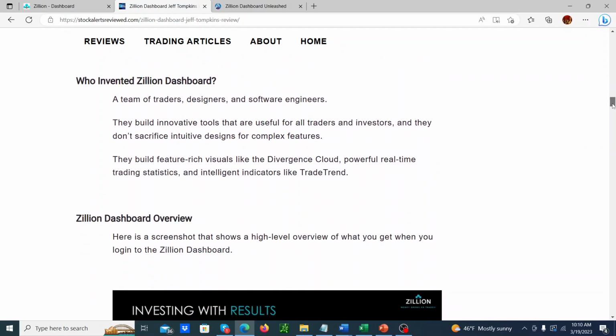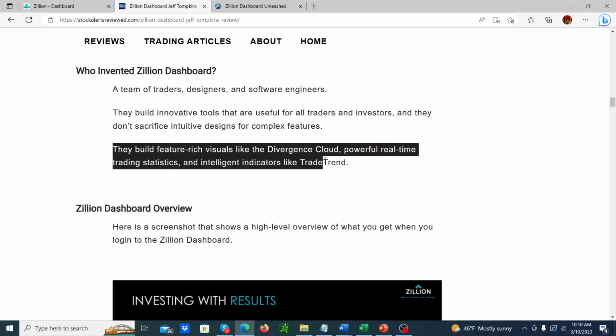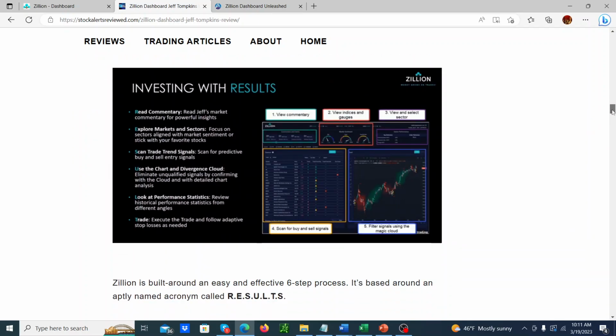The team behind it, I think they have a lot of credibility. A lot of them are PhD engineers and scientists and traders, and I think the built-in visuals of the Divergence Cloud and the trade trend indicator are both appealing and accurate from what I can see so far, and I'll show you some of those results as well.